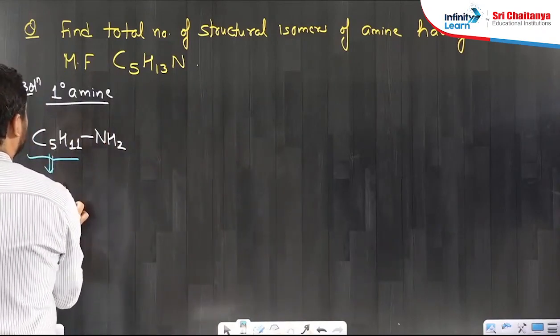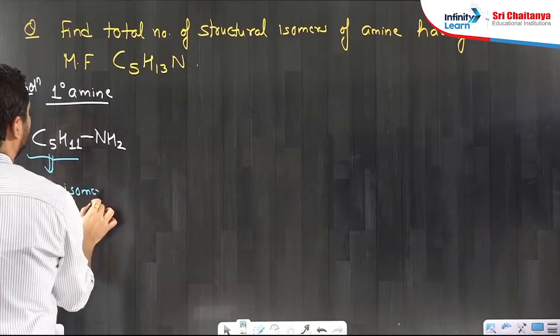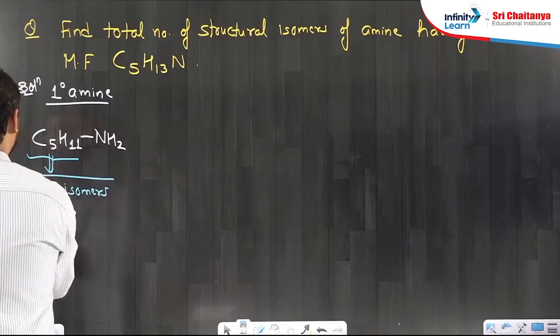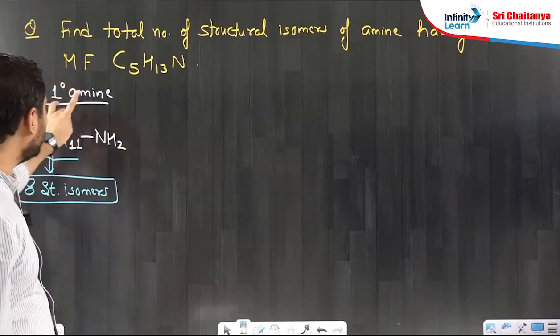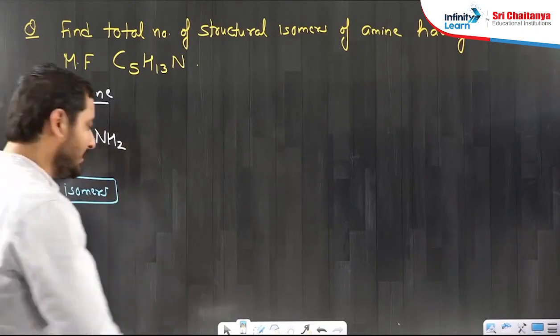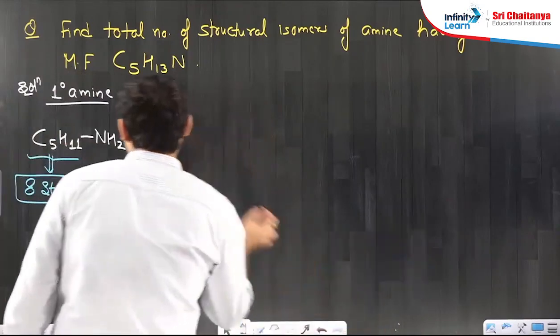8 structural isomers are possible. So there is nothing difficult in finding how many primary amines are present. So primary amines are how many? 8. Now let us move to secondary amine.